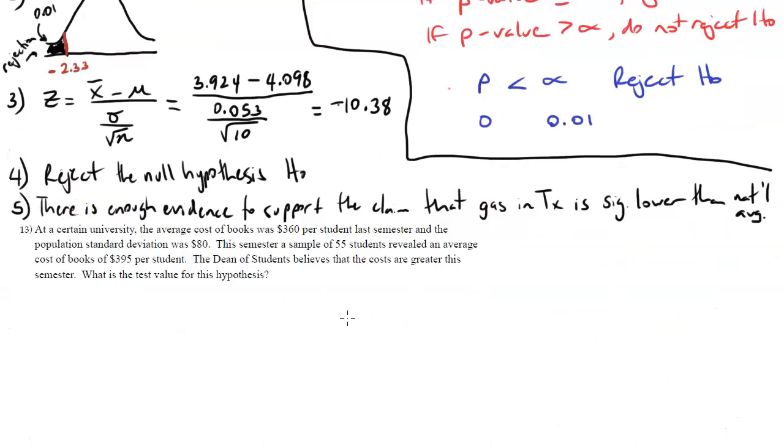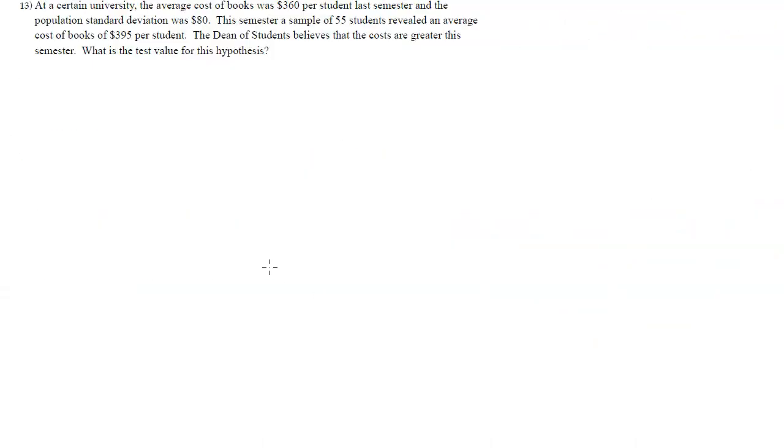So let's do number 13. At a certain university, the average cost of books. So they're telling us the average cost at the university, that's our mu. So our population mean is $360 per student. And the population standard deviation is $80. So this tells you Z all the way. Sample of 55 students, N is 55, gave us an average of $395 per student.